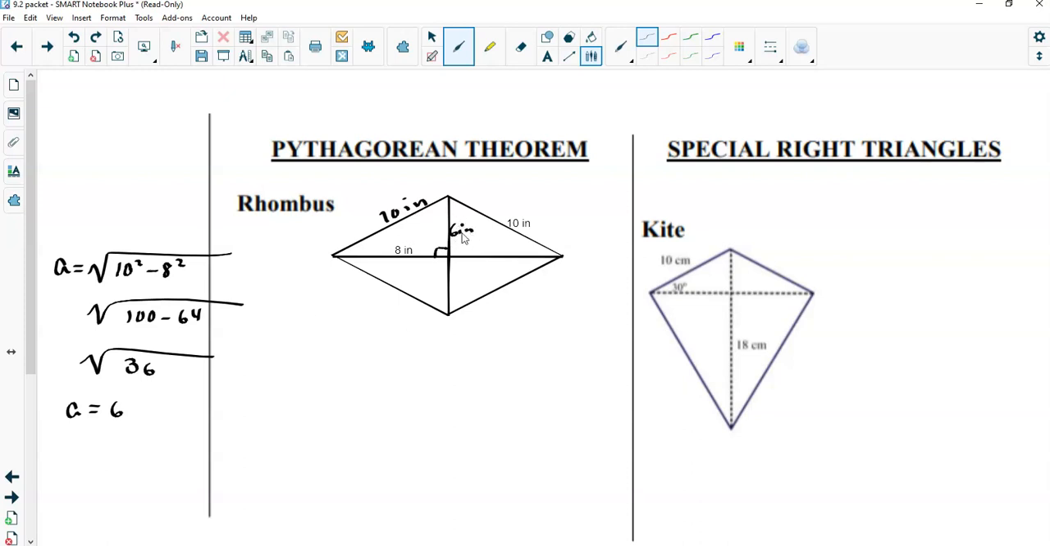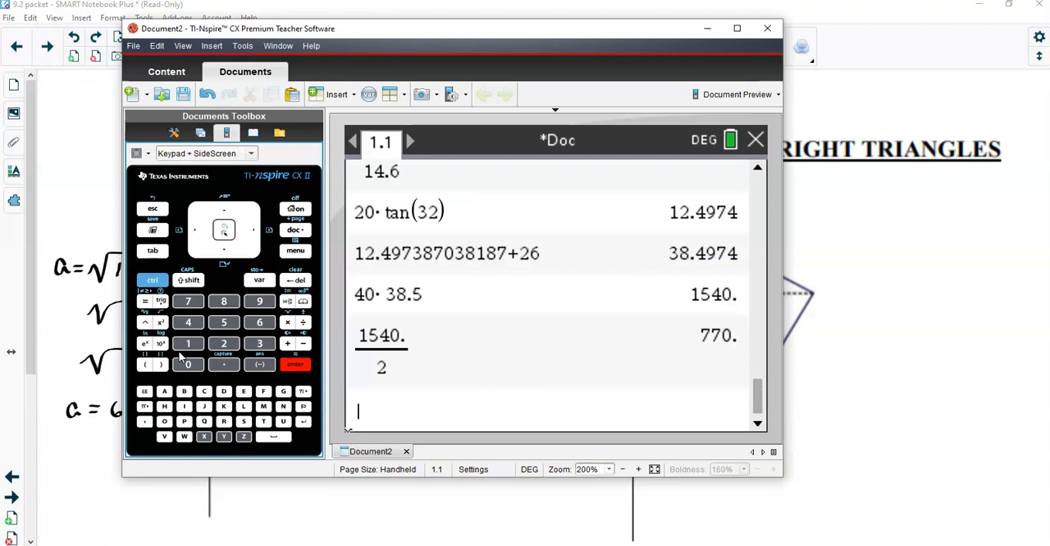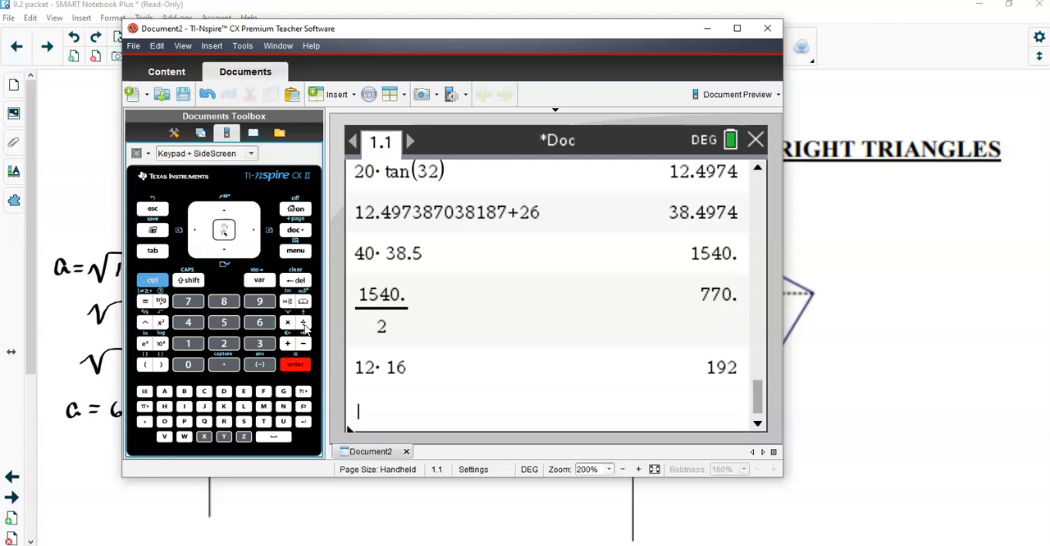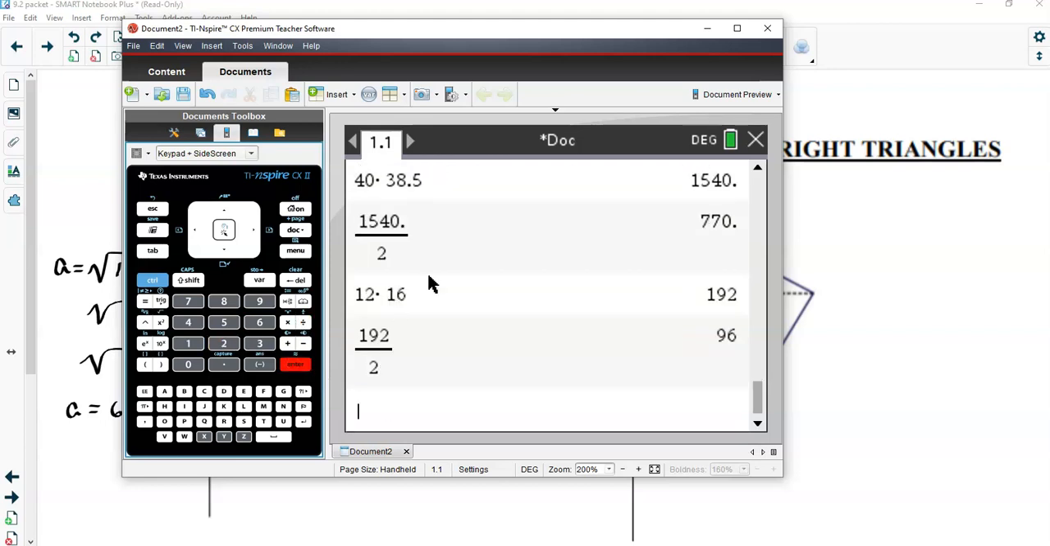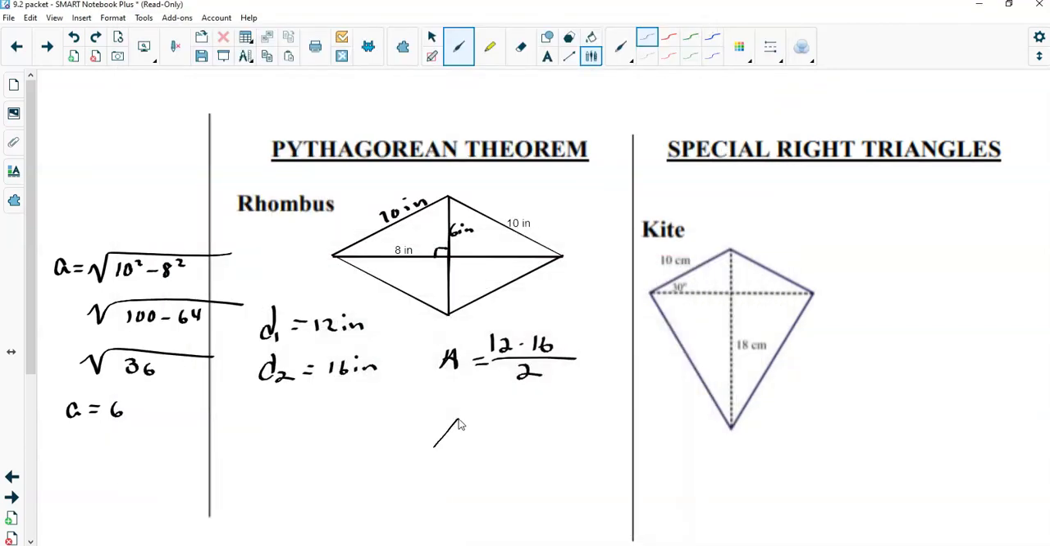Okay, so now I have everything I need. 6 and 6, that's diagonal 1, that's 12 inches. Diagonal 2, that's 16 inches. So multiply them and divide by 2, right? 12 times 16, divide that by 2. That's going to give me the area of that rhombus. So I'm going to go to the calculator. 12 times 16, divide that by 2. That gives me 96 square inches.